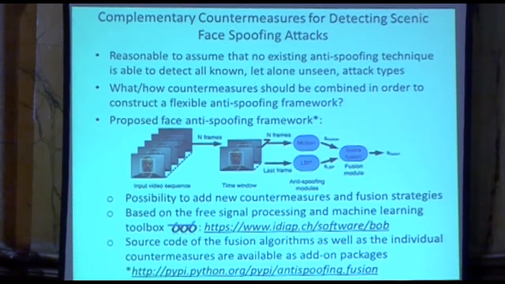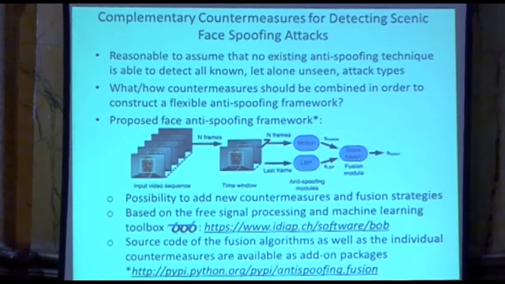So it's important to break the problem of face anti-spoofing into smaller sub-problems which we are able to solve using several complementary countermeasures. It's also important to study how these countermeasures should be combined in order to build a flexible anti-spoofing framework. In this work, we concentrate on detecting scenic face spoofing attacks using a combination of motion and texture-based methods. And we provide an open source face anti-spoofing framework which is available on the internet.